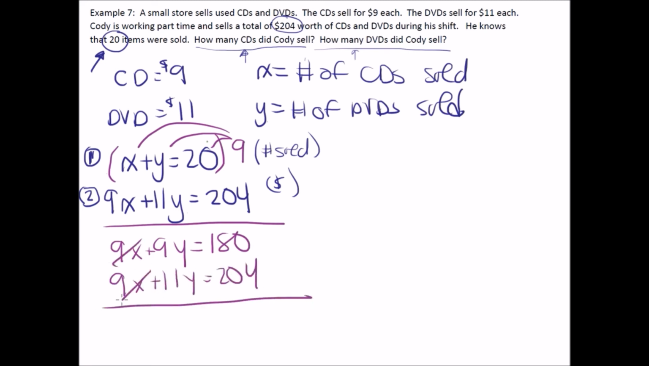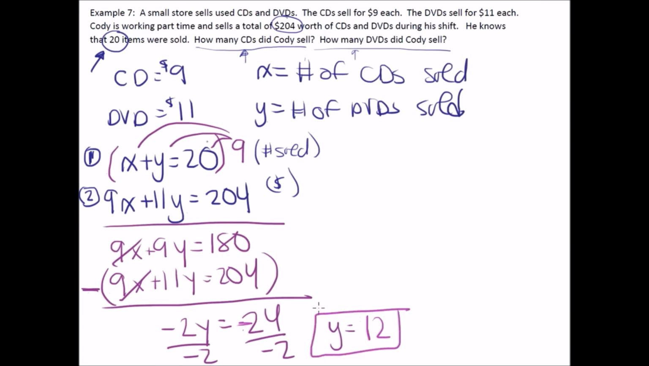Okay, the 9x's are going to cancel out if we subtract the equations. So 9y minus 11y, I get -2y. And 180 minus 204, I get -24. Okay, so I get y equals, that's negative 24. So we're going to get y = positive 12. There we go. That's better.